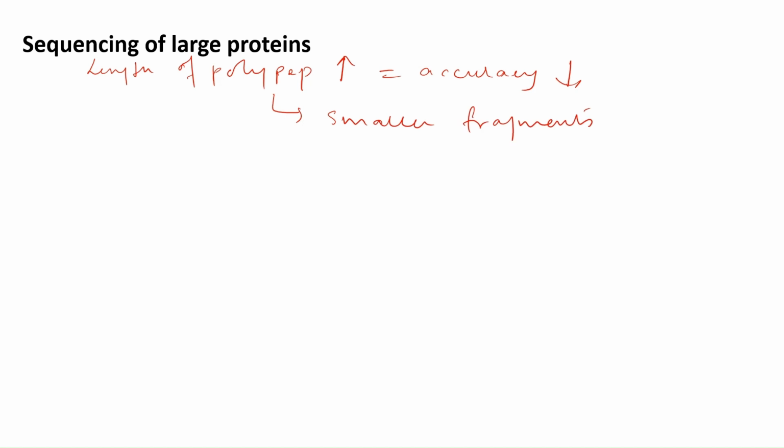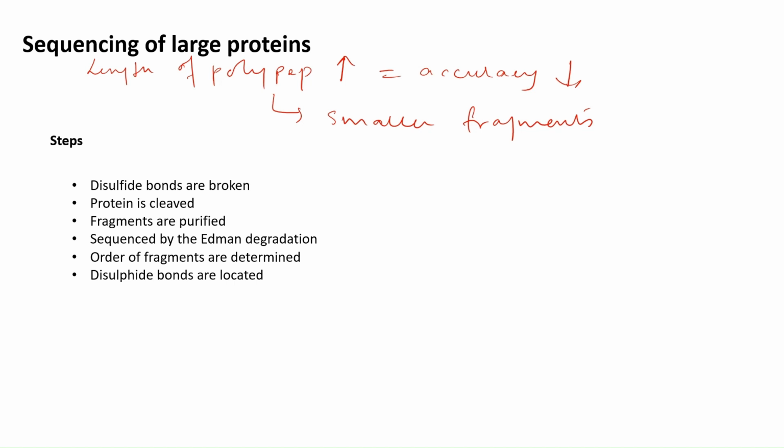As the length of the polypeptide increases, the accuracy decreases. Therefore, it is important to break large polypeptides into smaller fragments. So, what are the steps needed to sequence a large protein?